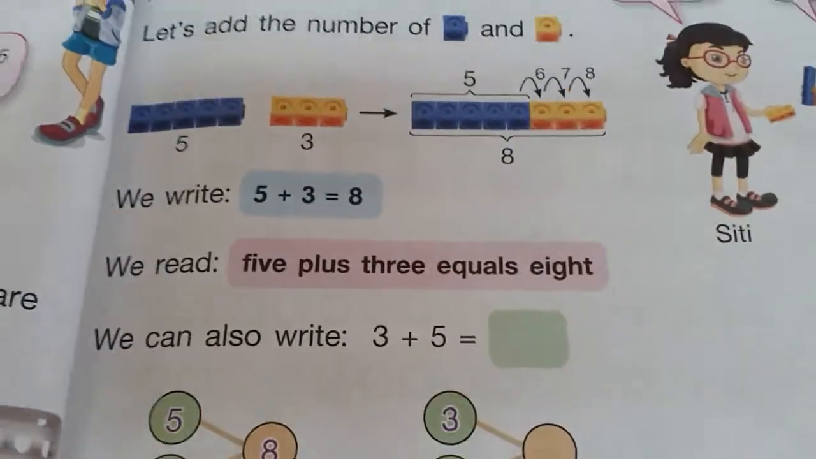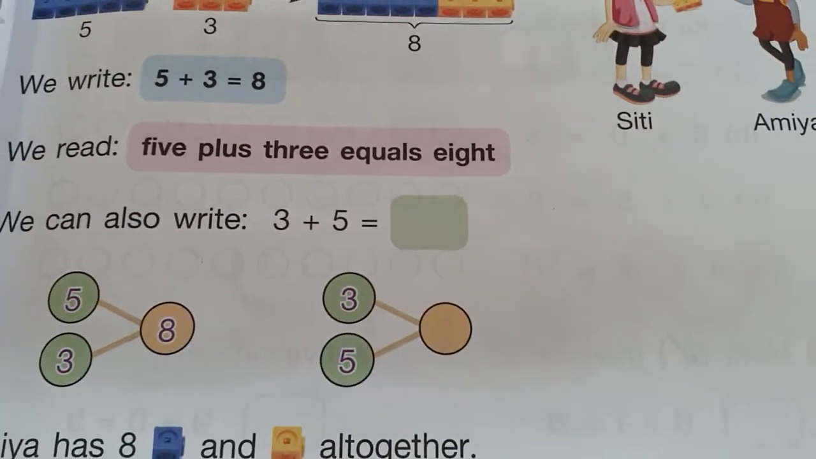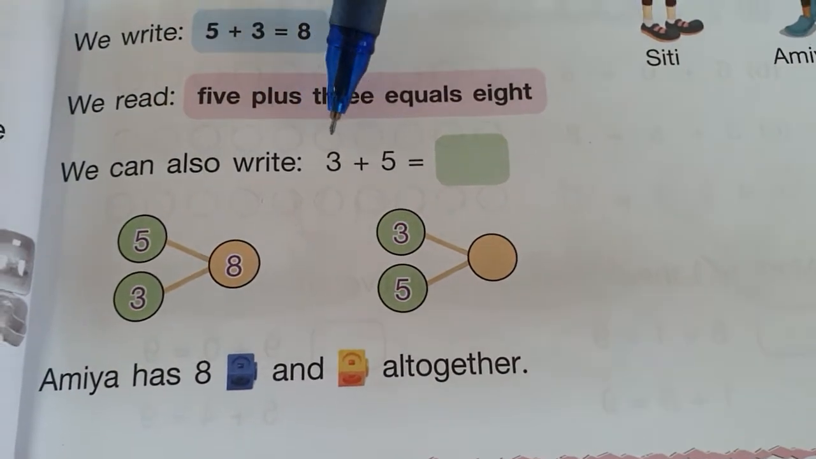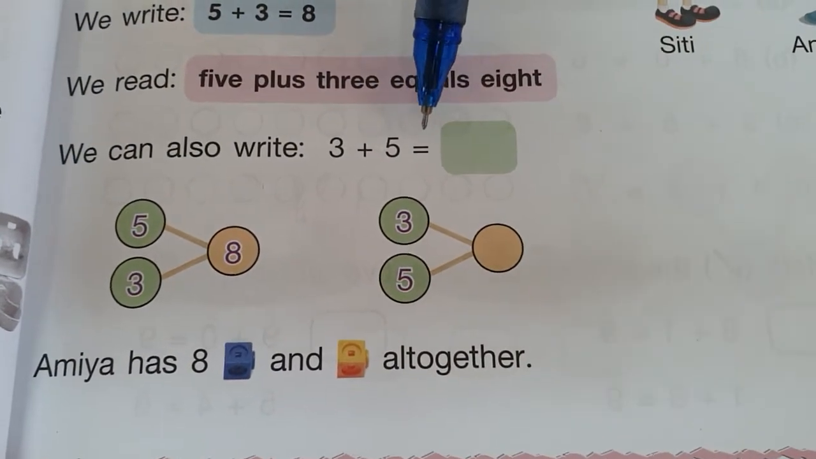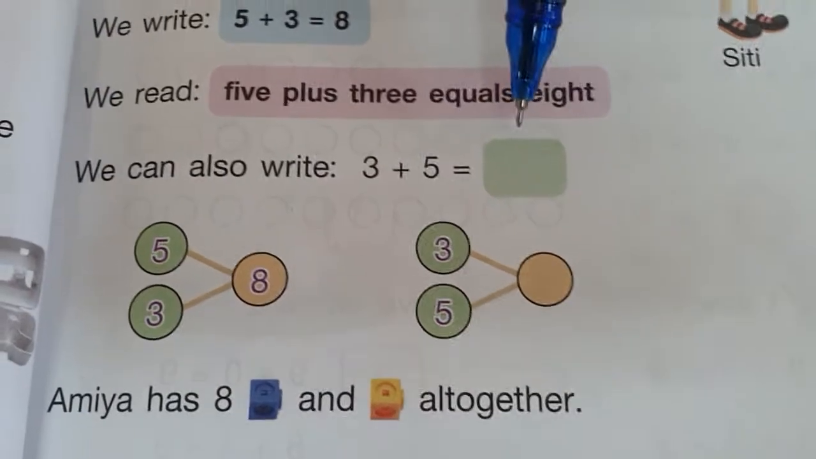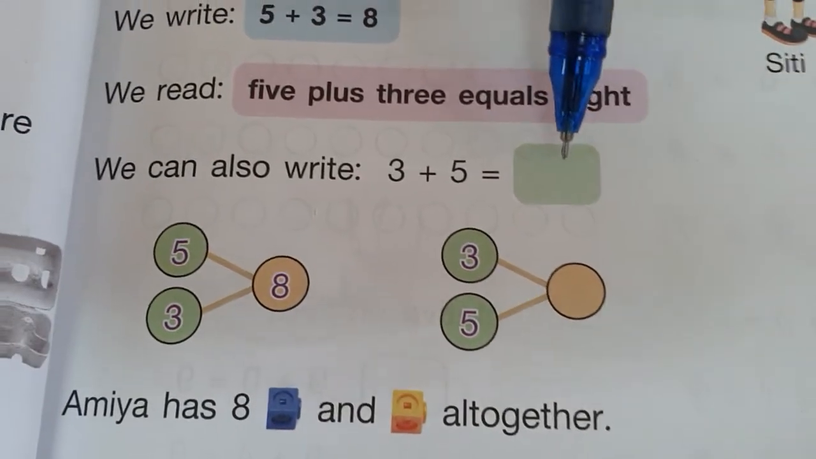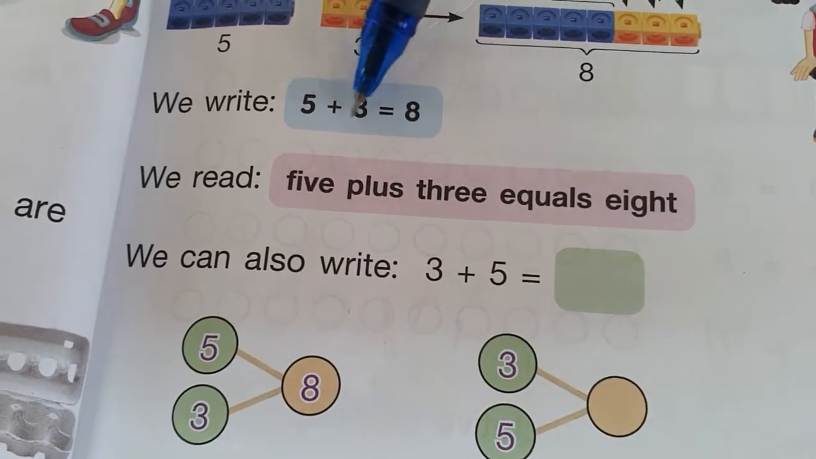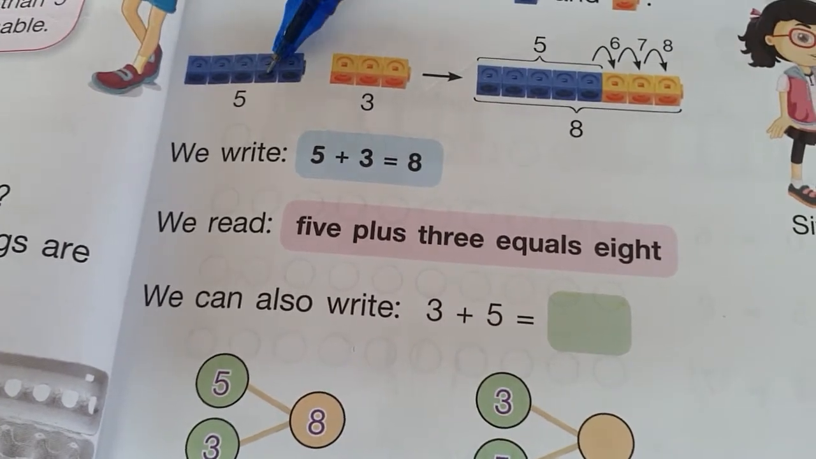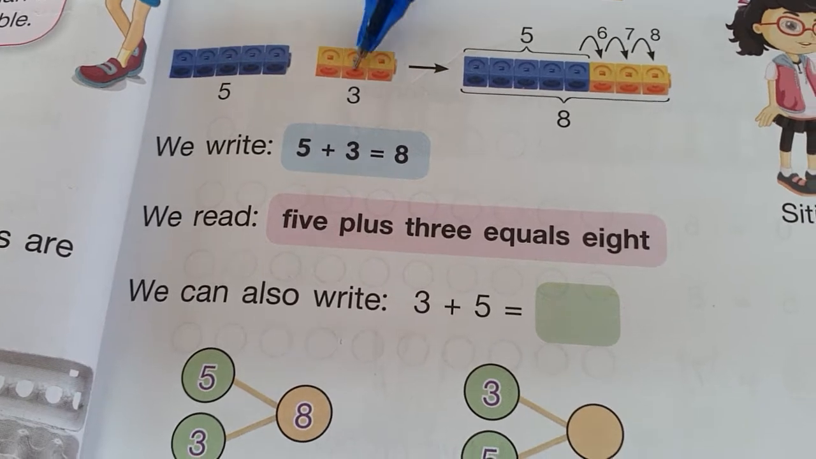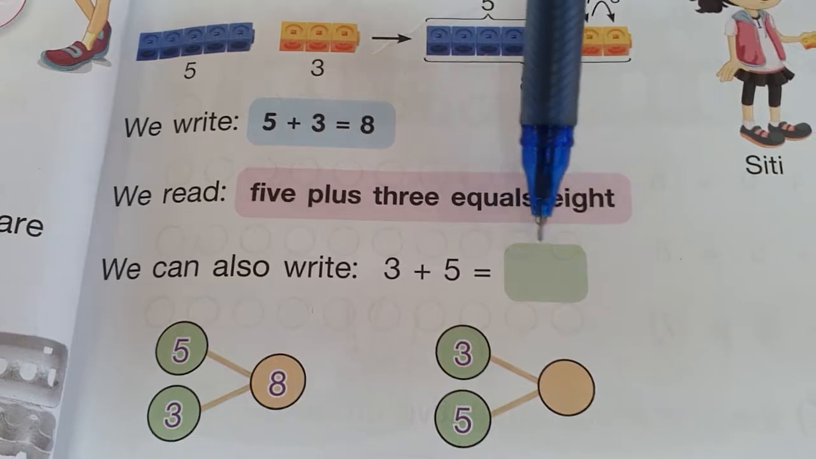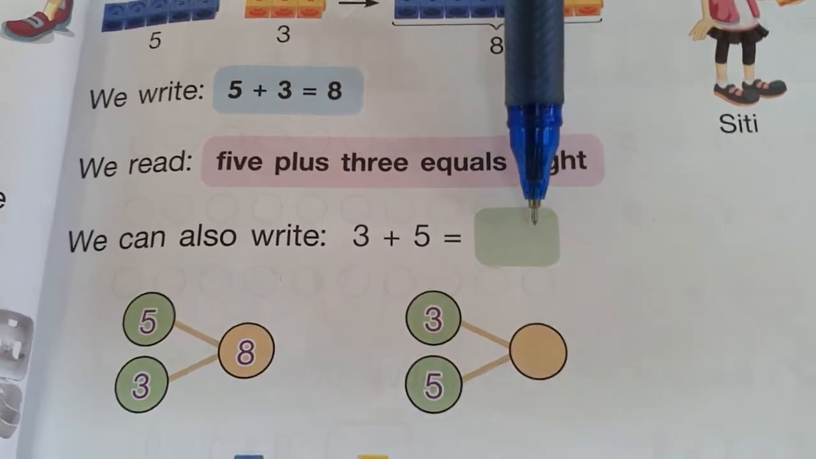Alright, good. And the last part on page 47, we can also write 3 plus 5 equals 8. Yes, it's the same as this number. They have just changed the order of the 5 blue cubes and the 3 yellow cubes. So they have changed the order. It is still the same answer, 8.